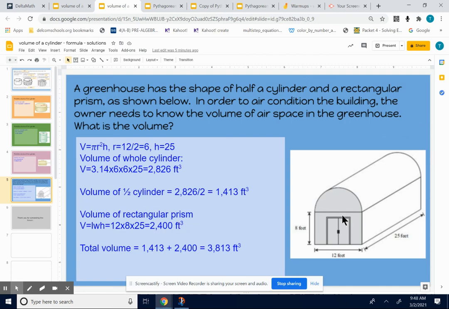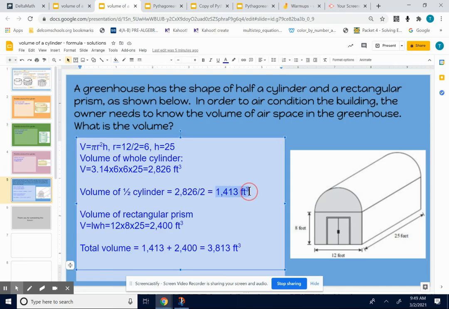Okay, so if there's 1,413 cubic feet in the half cylinder, and there's 2,400 cubic feet in the rectangular prism, and I want to know the total volume, just add both of those up. Okay, when I add 1,413 cubic feet to 2,400 cubic feet, that gives me a total of 3,813 cubic feet.